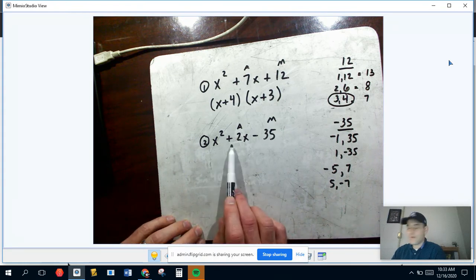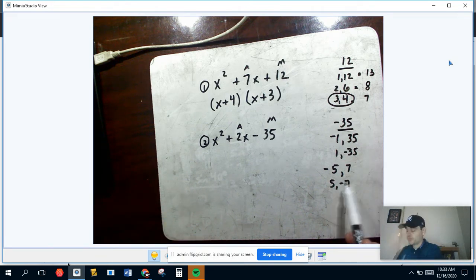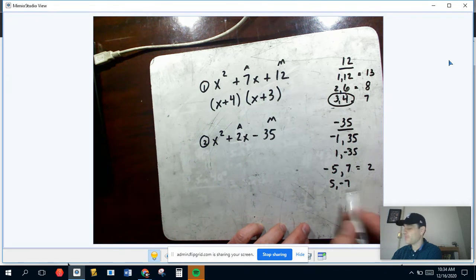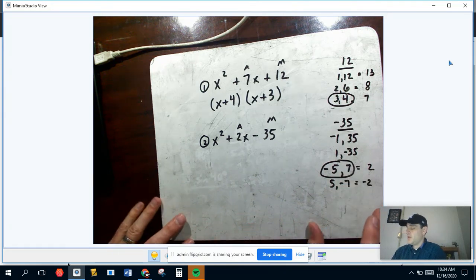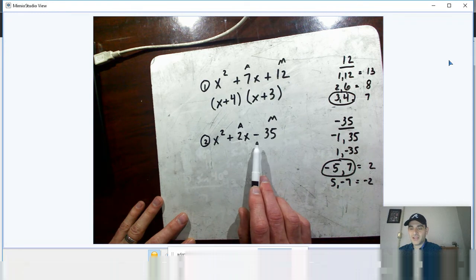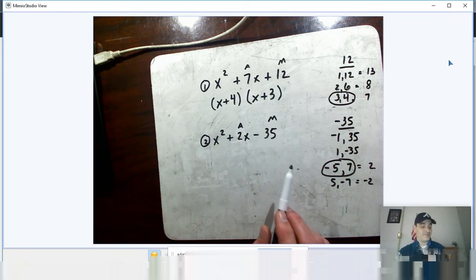Which one adds to positive 2? Well, it's clearly not one of these two. Those aren't going to add to 2. It's going to be one of these two. Negative 5 plus 7 is 2. Now, if you don't know that, you would use a calculator. A lot of people struggle with signs. 5 plus negative 7 would be negative 2. So this is actually the one we need. Okay, so when you have a negative in this position, you're really thinking more subtract. You are adding, but when you add opposite signs, you're really subtracting.